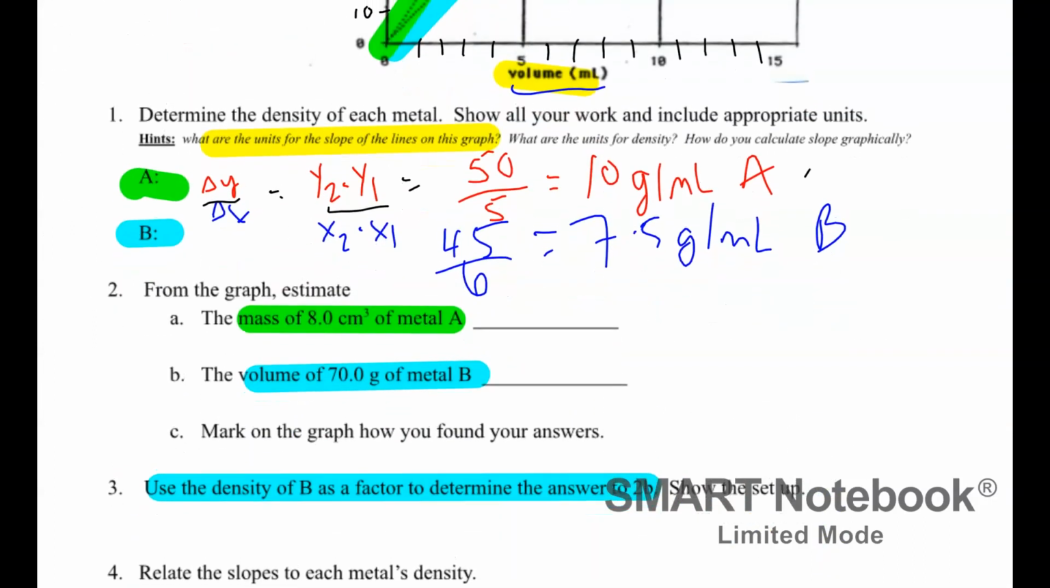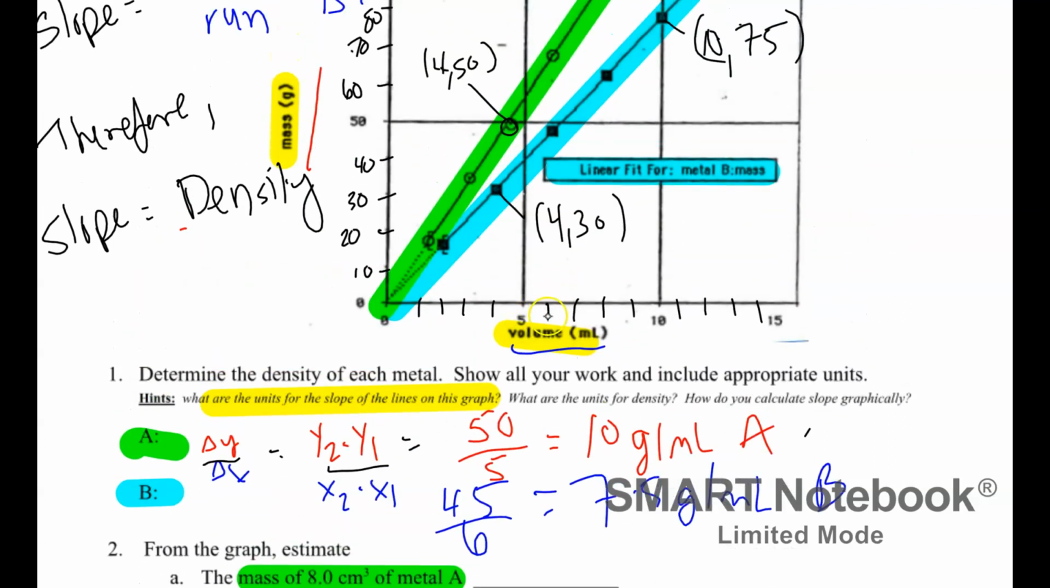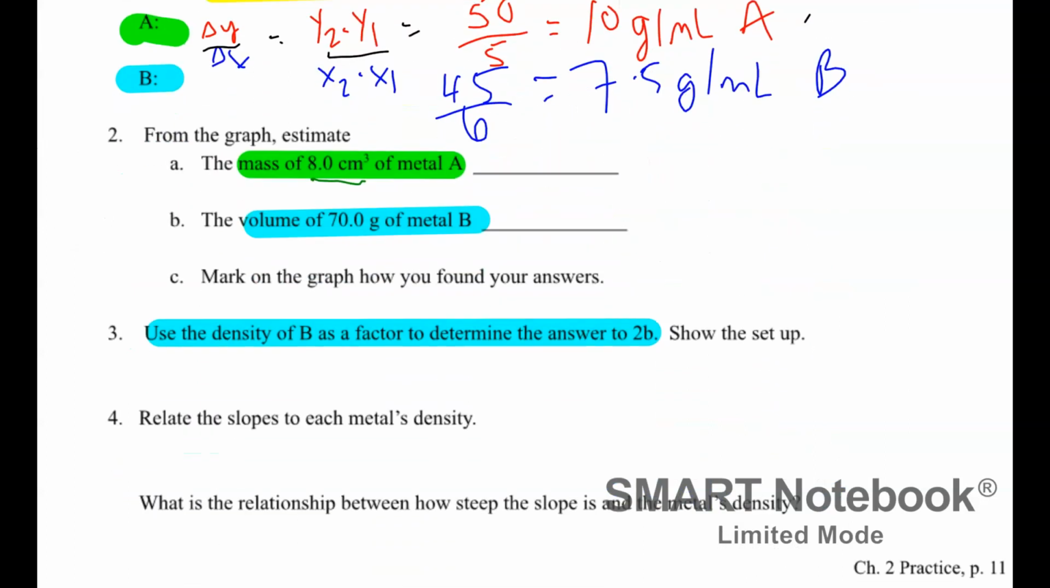Okay, now from the graph, we want to estimate the mass of 8 centimeters cubed of volume of metal A. So we're going to go to the volume, find 8, and look at the intersection. Here's 5, 6, 7, here's 8. Looking for metal A, so we're going to do a little dashed line. Let's come over. That looks about between 80 and 90 that I've marked off there. So let's say about 85 grams.